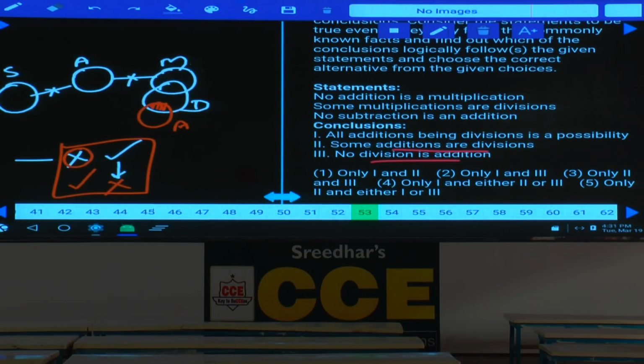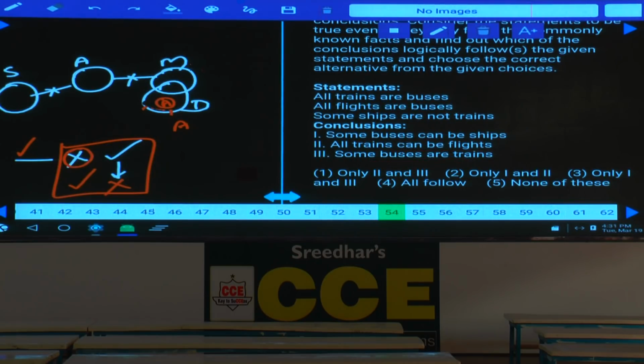Then coming to the first one, all additions are divisions is a possibility. All additions are divisions, is it possible or not? So how to write this one, all additions are divisions? No, addition I am bringing like this. Tell me whether it is possible or not. Yes, it is possible. Then what is your answer? 1 and either 2 or 3. 1 and either 2 or 3, choice 4 is the answer. 53, it is choice 4, 1 and either 2 or 3. Then coming to question number 54.